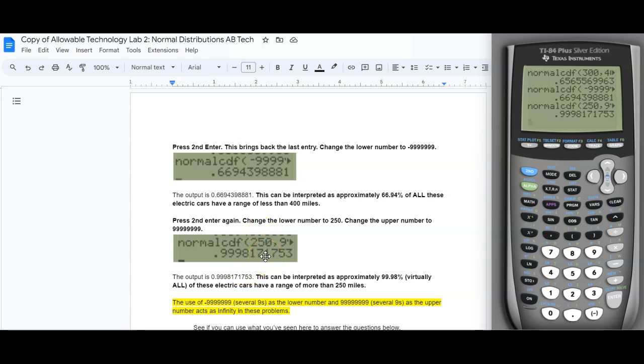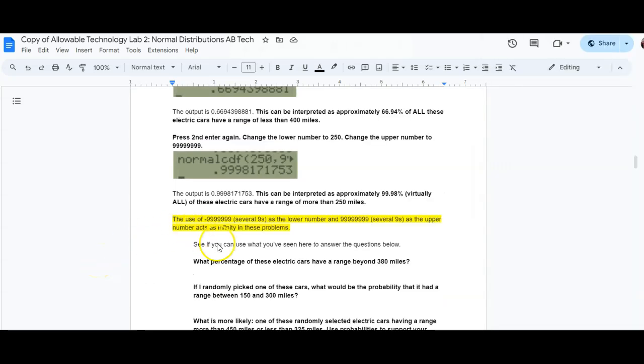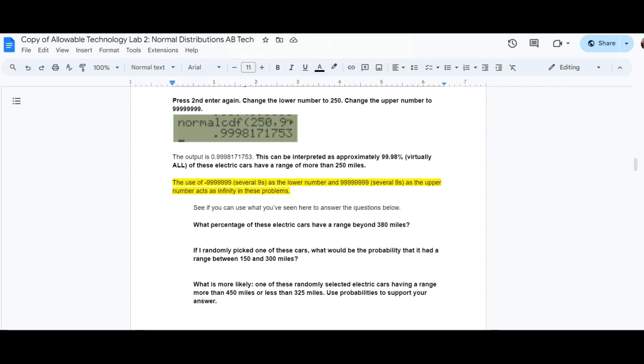This is the probability of being above 250, like an electric vehicle lasting more than 250 miles on a single charge. So virtually all of them are going to last more than that amount. So what I mentioned, 99999 with a negative in front of it is like negative infinity. Positive 9999999 is like positive infinity. So we just use those in place of the lower and upper number if we need to go strictly below a number or strictly above a number.